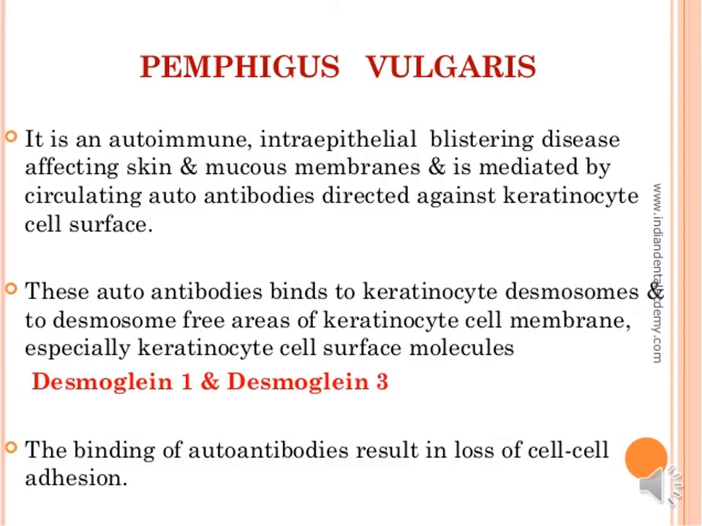نبدي بالpemphigus vulgaris. It is an autoimmune interepithelial blistering disease affecting skin and the mucous membrane and is mediated by circulating autoantibody directed against the keratinocyte cell surface. These autoantibodies bind to keratinocyte desmosomes and to desmosome-free areas of the keratinocyte cell membrane, especially the cell surface molecules desmoglein 1 and desmoglein 3. The binding of autoantibodies results in loss of cell adhesion.